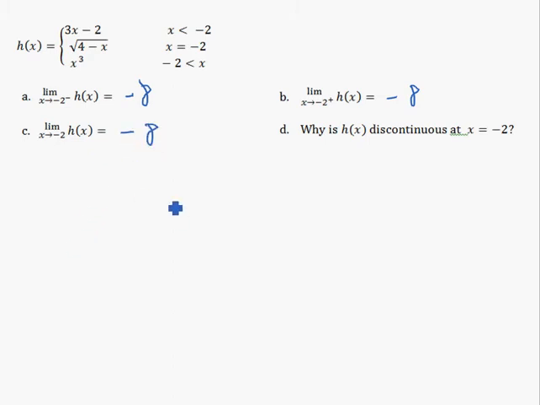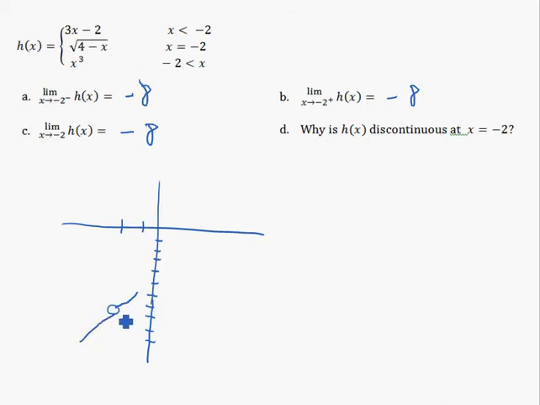Because, let's draw a little graph here. Okay, graphs always help. At negative 2, 1, 2, 3, 4, 5, 6, 7, 8, 9, 10. Okay, this is just a rough sketch. At negative 2, the right-hand side is headed towards negative 8. The left-hand side is headed towards negative 8. Both sides are zooming in.